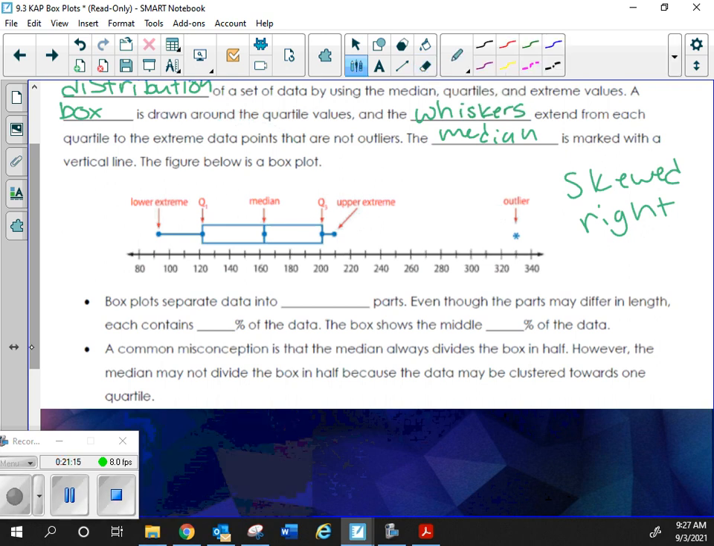Okay, last little bit. Box plots separate the data into equal parts, and those parts are called quartiles.